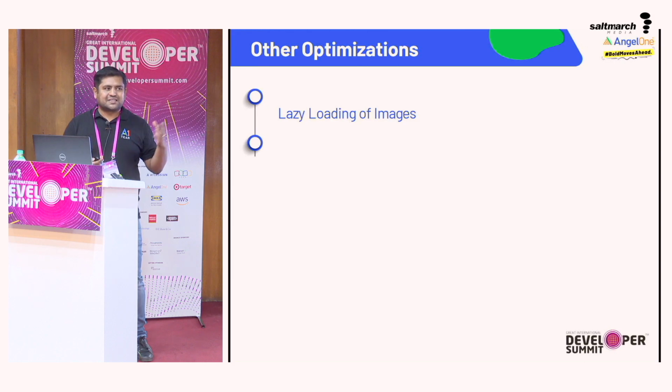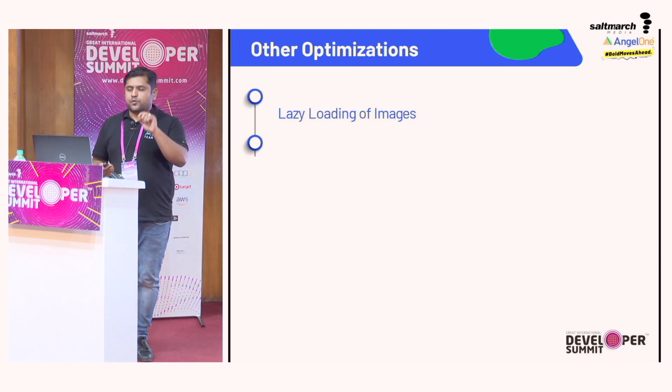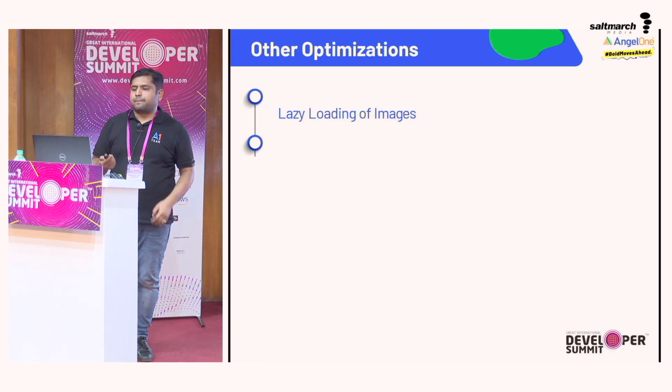Now there are other options like fetch priority. Fetch priority is mainly helpful if you want to increase the priority of your LCP images, because we want our LCP to be lower.